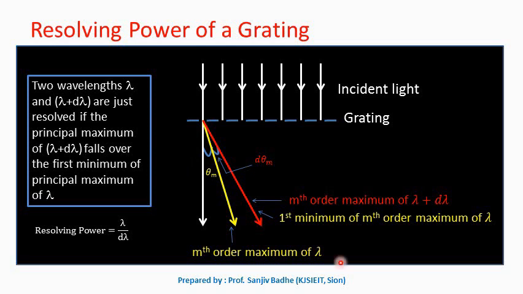Let the two wavelengths lambda and lambda plus d lambda be just resolved. As the two wavelengths are just resolved in mth order, the mth order maximum of lambda plus d lambda will coincide with first minimum of mth order maximum of lambda. So, this is the condition for Rayleigh's criteria of just resolution. Because the two wavelengths are just resolved, the maximum of one wavelength, that is lambda plus d lambda, will coincide with first minimum of mth order maximum of the other wavelength, that is lambda.